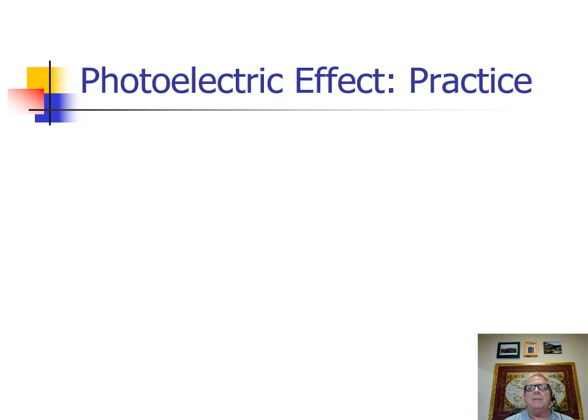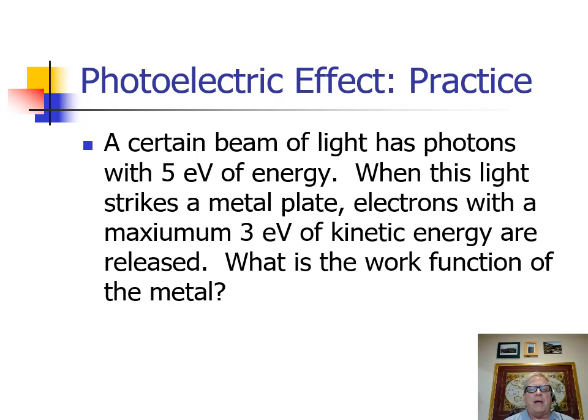Let's do a very simple example so you can see how this works in practice. Let's say we have a beam of light that has photons with 5 electron volts of energy. When this light strikes a metal plate, electrons with a maximum of 3 electron volts of kinetic energy are released. What is the work function of the metal?